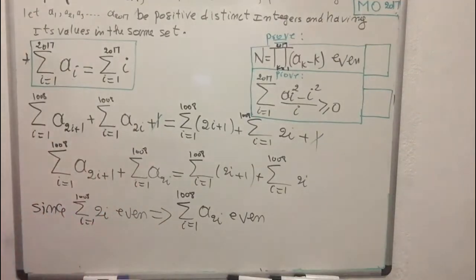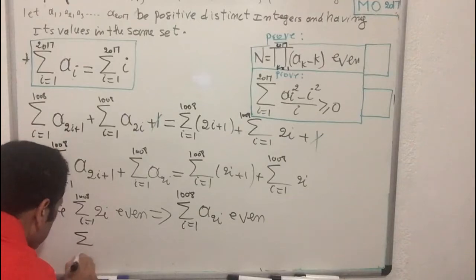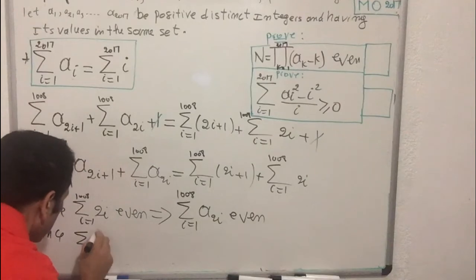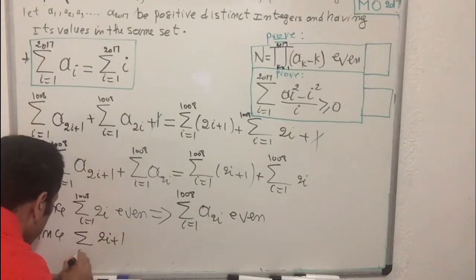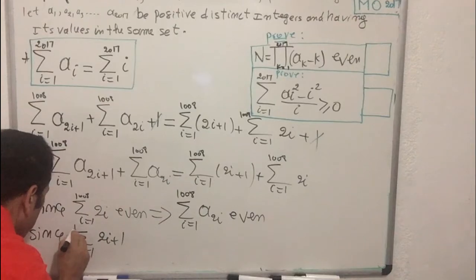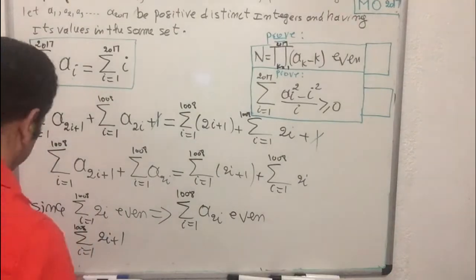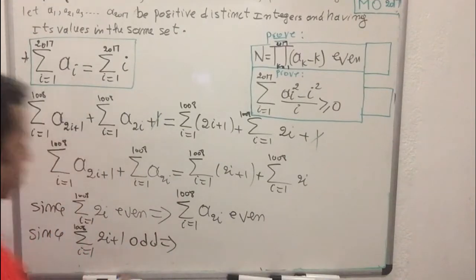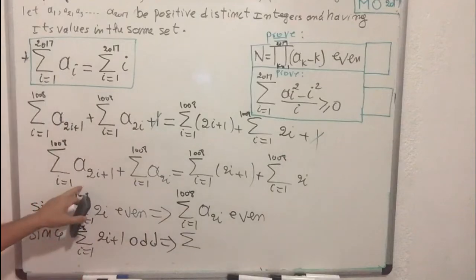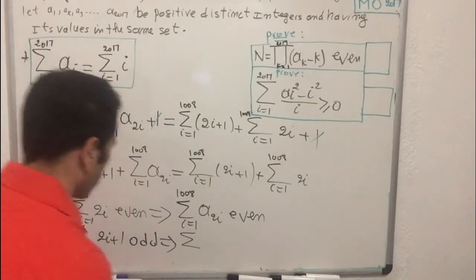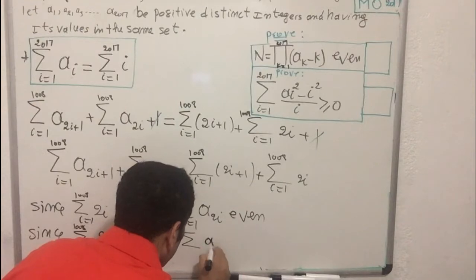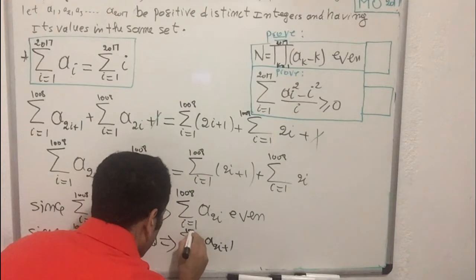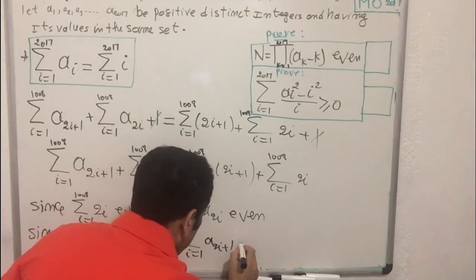Same thing with the odd numbers. Since we have 2i plus 1, i goes from 1 to 1008, is an odd number, implies the odd number is located on the left hand side of the equation, is an odd number as well. So a sub 2i plus 1, i goes from 1 to 1008, is an odd number.